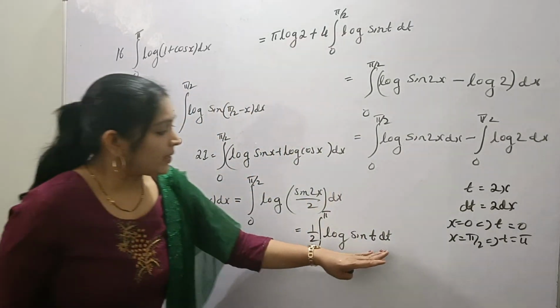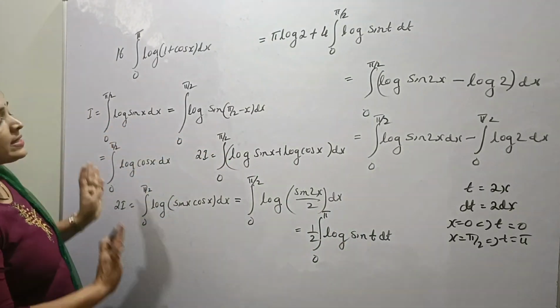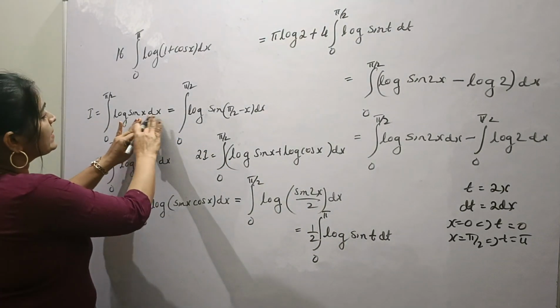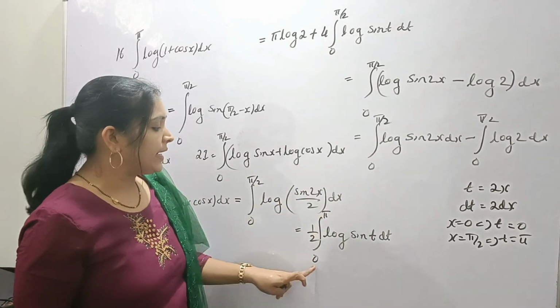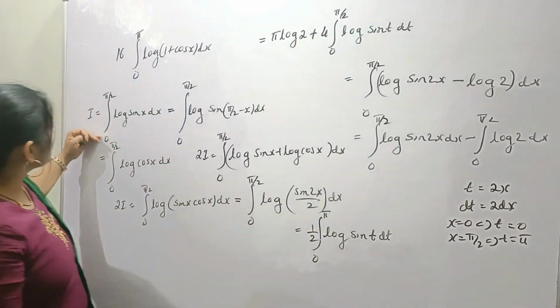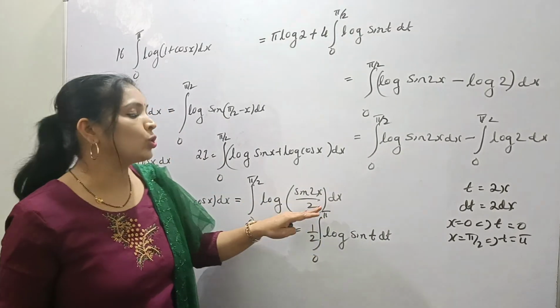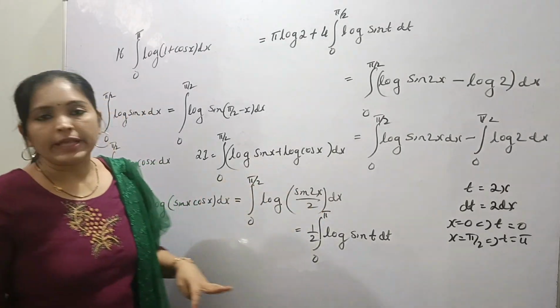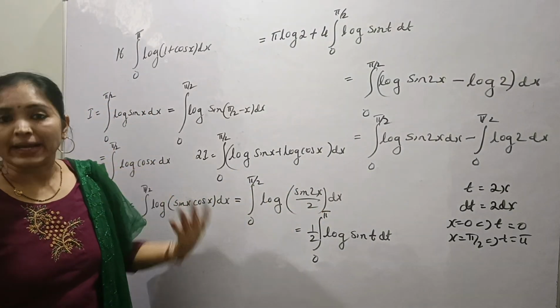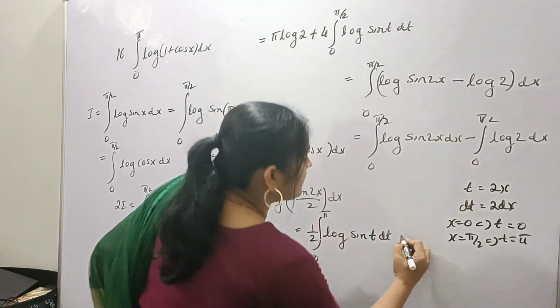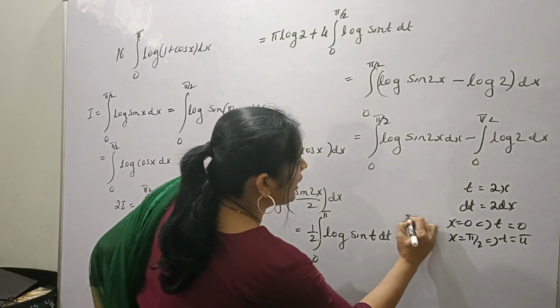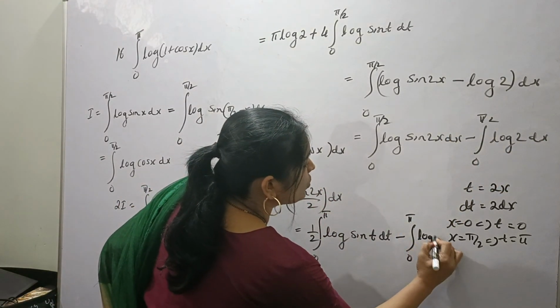Here our integrand is the same, right? Log sin x dx, here log sin t dt. But the limits are different: here 0 to pi by 2, but here 0 to pi. So for that we will apply another property of integrals. And don't forget this term, integral 0 to pi by 2 of log 2 dx.